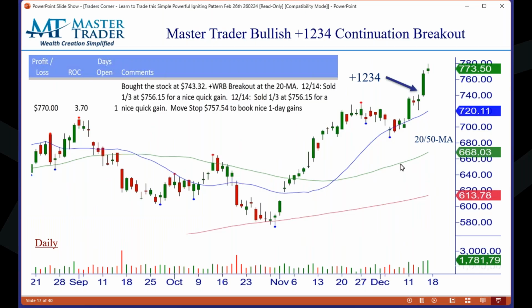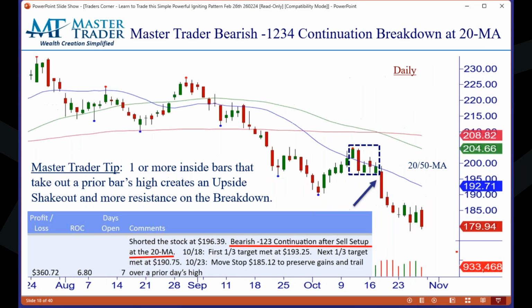Uptrend, 20 above the 50, above the 200. Wide range closing breakout, 2 inside bars, 1, 2, 3, 4. You see what I mean? Same but different. It's just when you see these, they're high probability trades. This is one of my favorite setups. Does it apply to the downside? Of course it does. Look at my downtrend here.